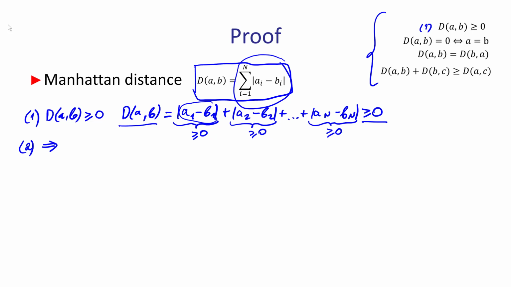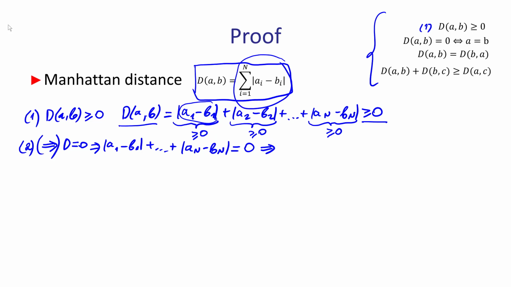So what it means that D equals 0. This is what we are trying to prove. So D equals 0, it means that |a1 minus b1| plus all of the other elements, |an minus bn|, all of that equals 0.